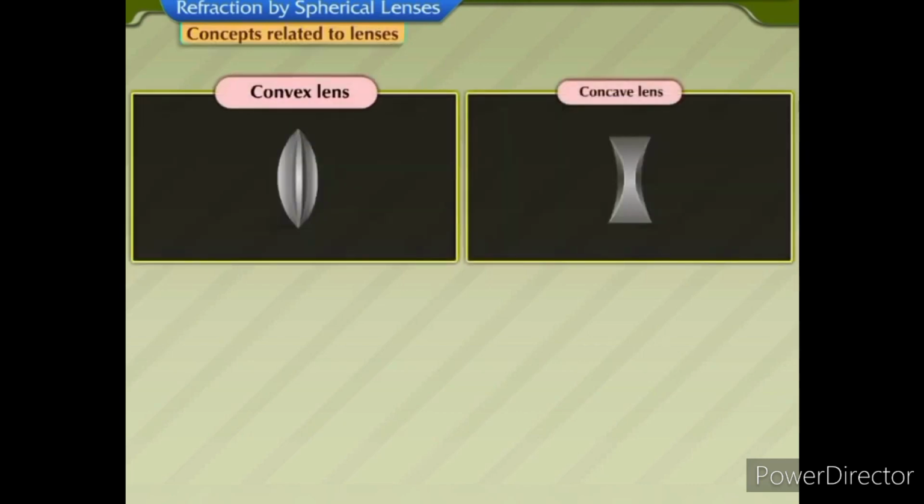Concepts related to lenses. Both convex and concave lenses have two spherical surfaces. Each of these surfaces form a part of a sphere. Let us define some concepts related to lenses.